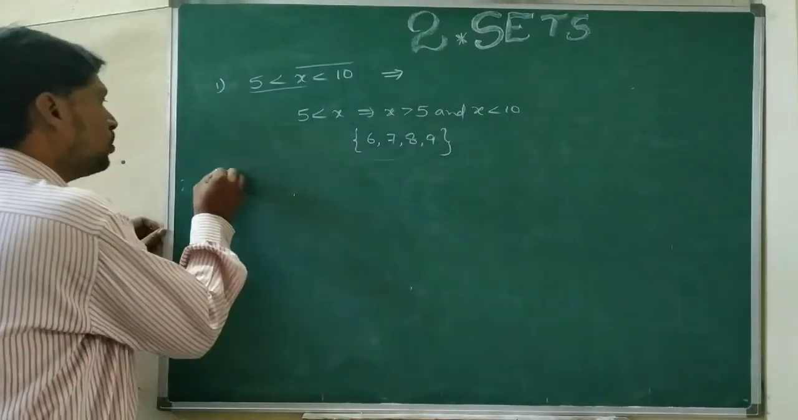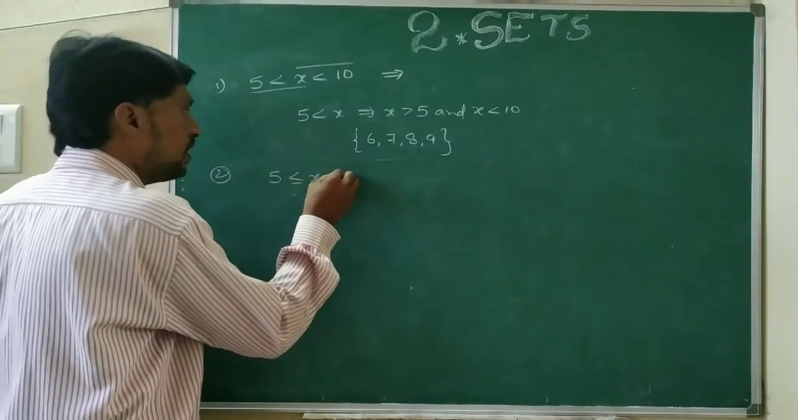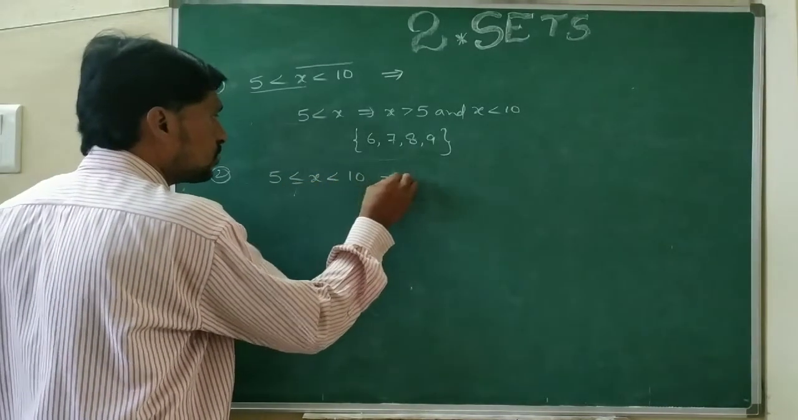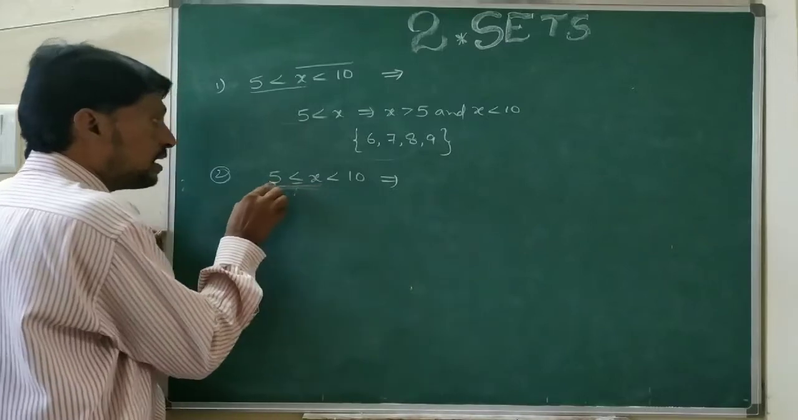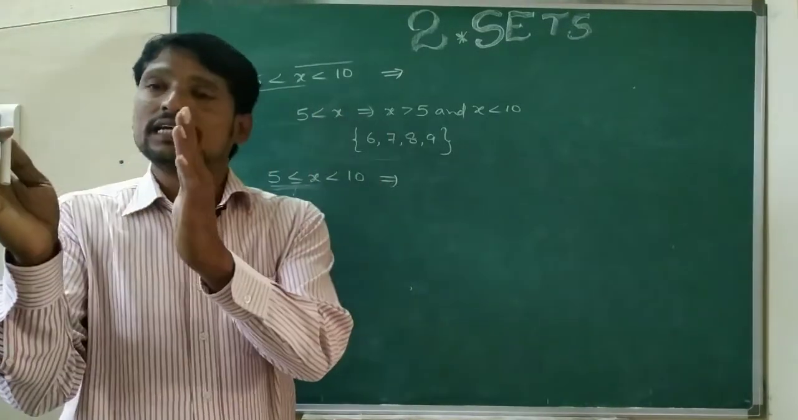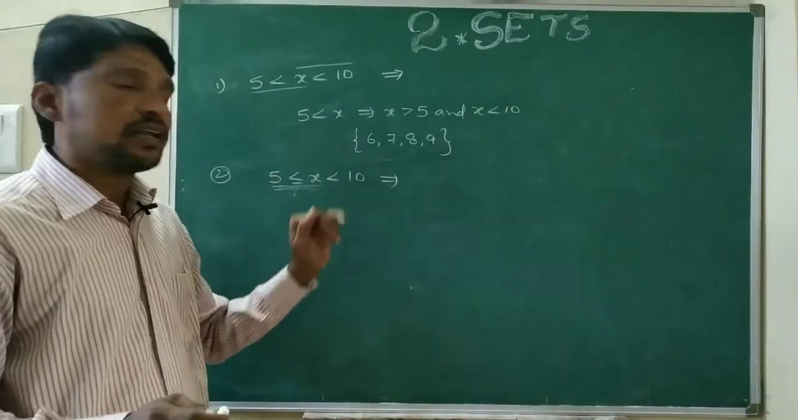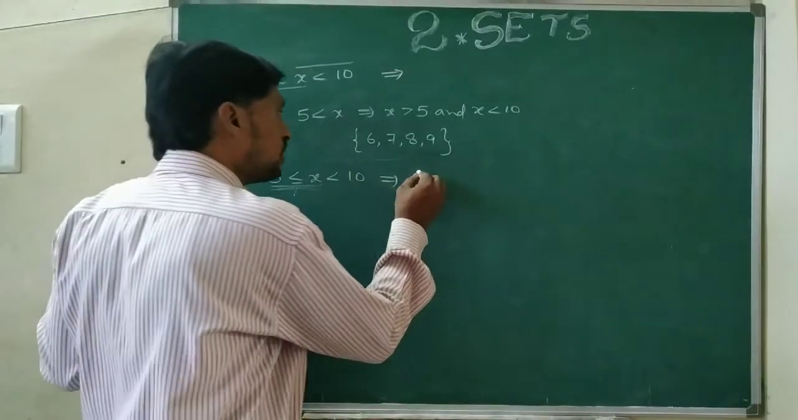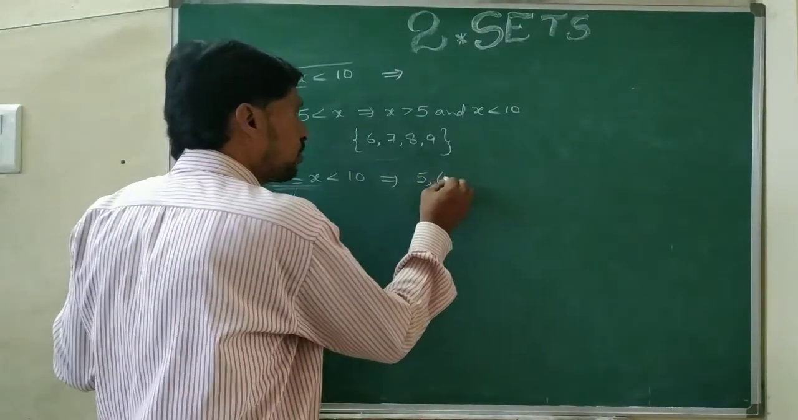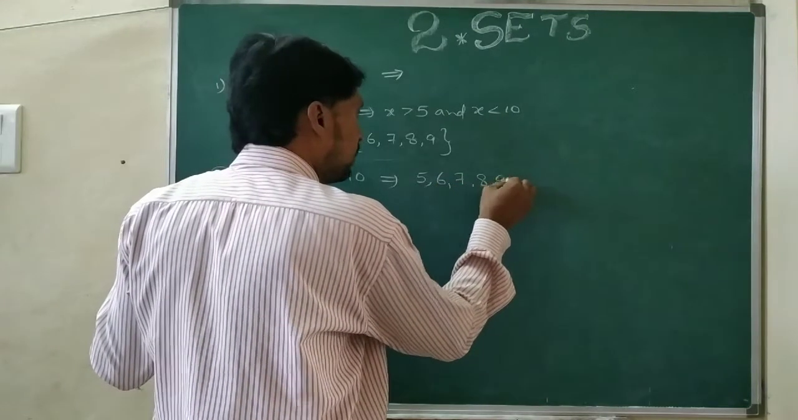Now one more example. 5 less than or equal to x less than 10. So here we should consider less than or equal, which means for values between 5 and 10, here we should consider 5, but we should not consider 10. So what type of elements will come? 5, 6, 7, 8 and 9.